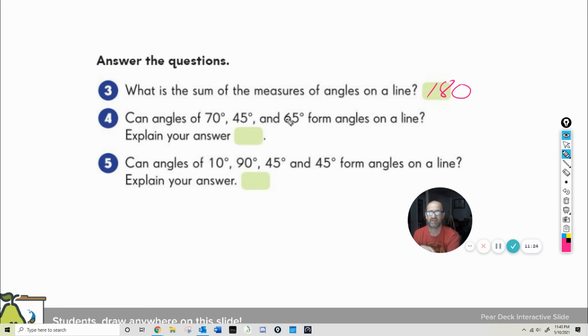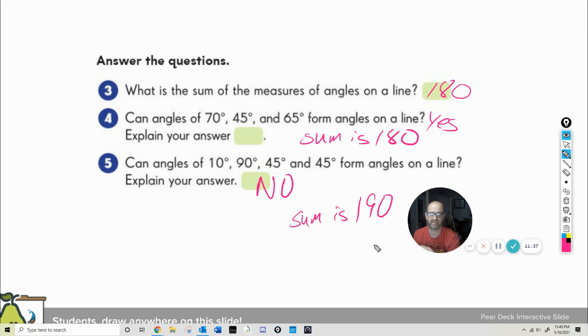180. Yes, the sum is 180. I'm assuming this is a no because it's 90-90. The sum is 190. Frowny face. All right, excellent. Keep on, keep on.